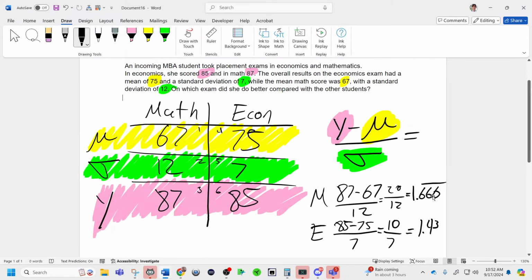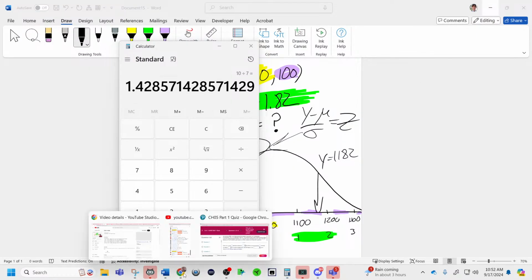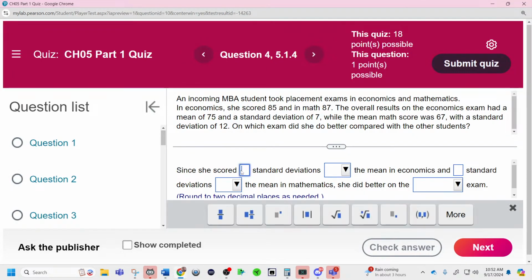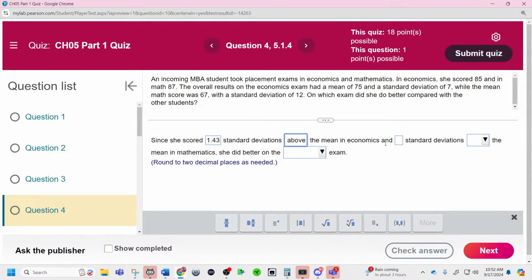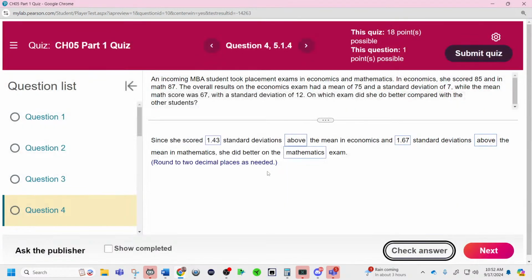And she did better in math because her math score was a 1.66 versus the 1.43. Is that making sense right there? So she scored 1.43 above the mean in economics. And then in math, she scored 1.67, rounded to 2 decimals, above the mean. She did better in math because she scored more above the mean in math. How are we doing on that one?